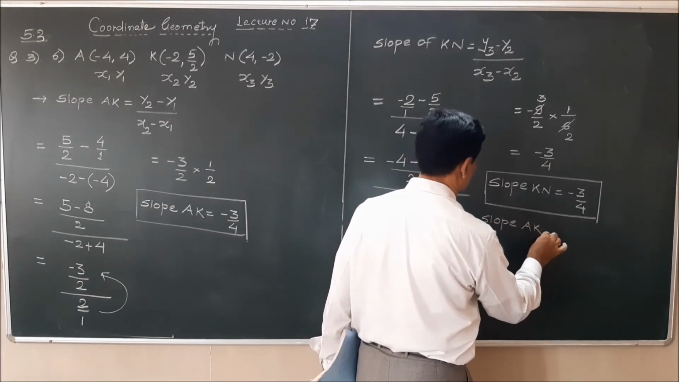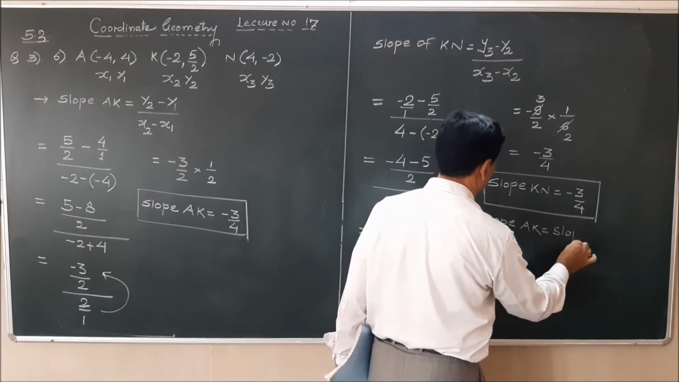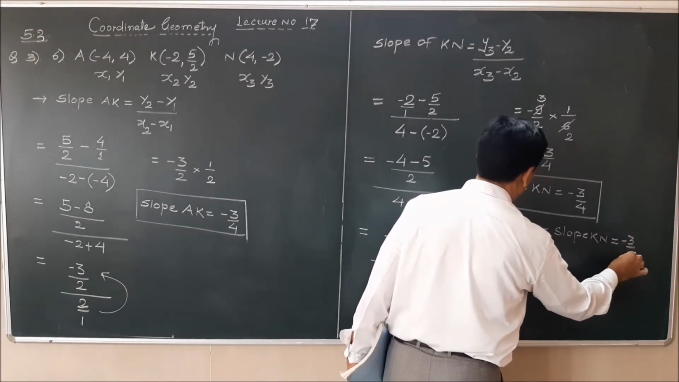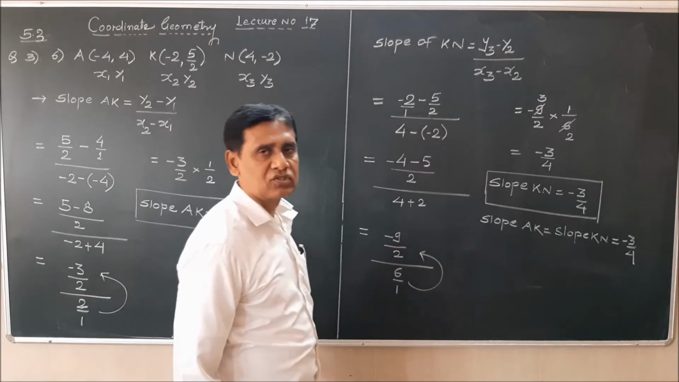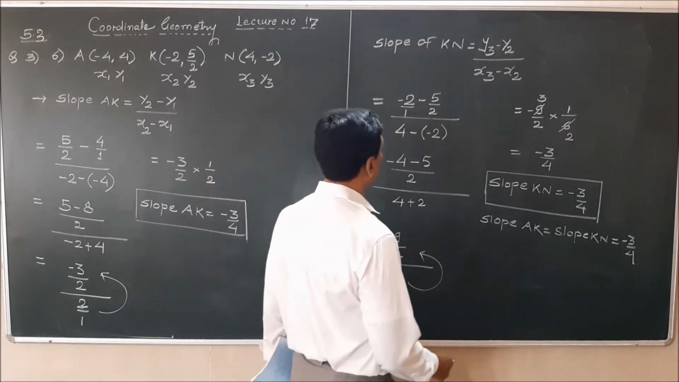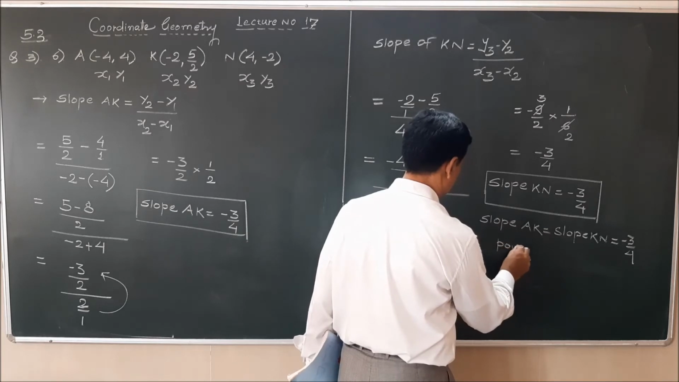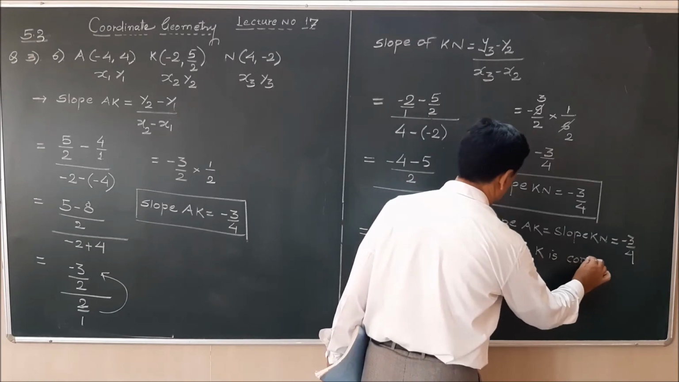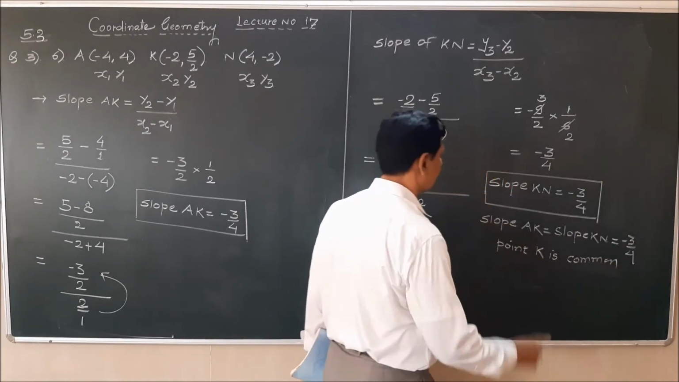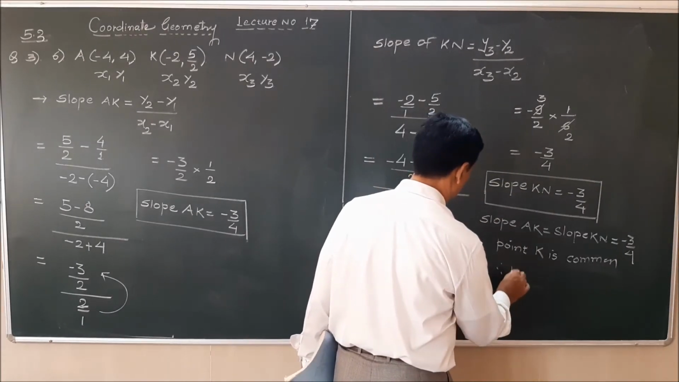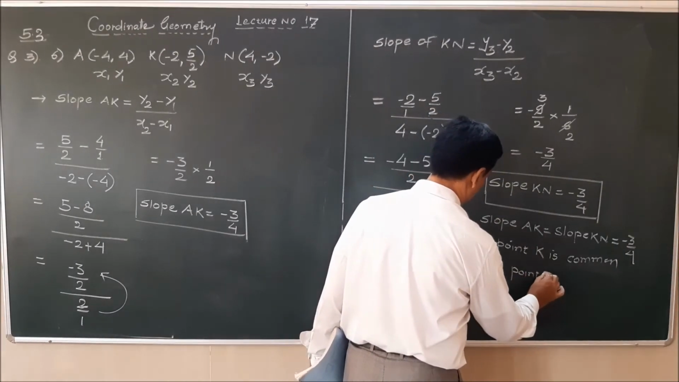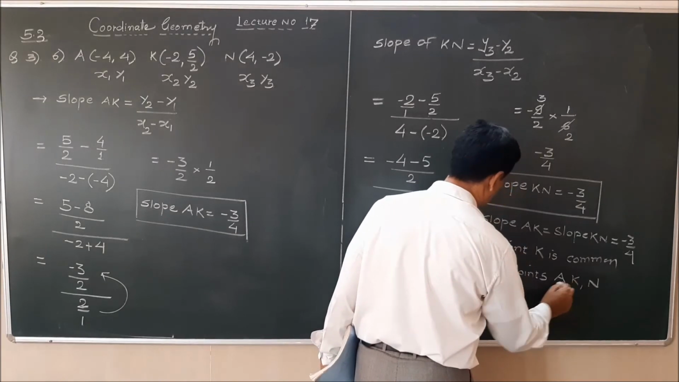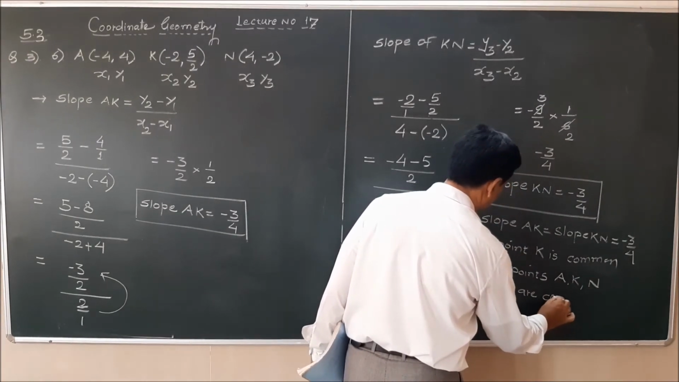As per our theory, slope of AK is equal to slope of Kn, that is equal to minus 3 upon 4. Slopes are equal and point K is common. Usually, very simply, we'll find AK and K is common. Then points A, K and N are collinear.